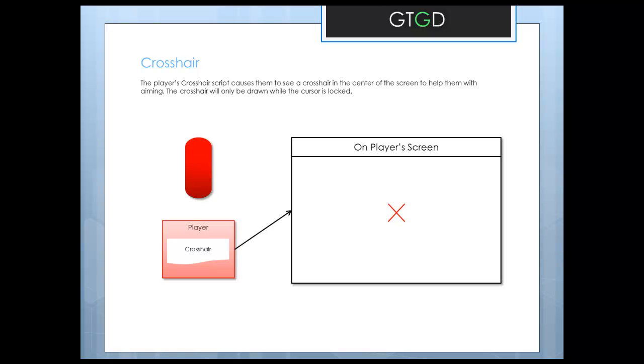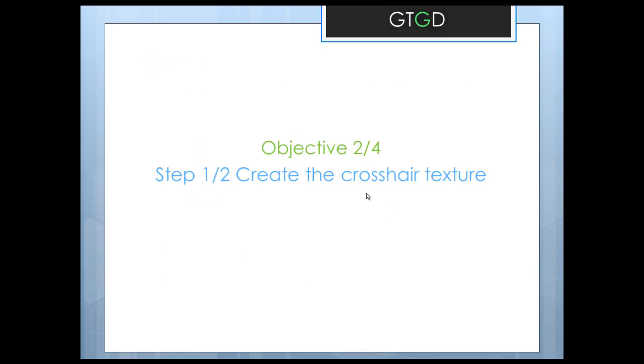In Objective 2, we'll implement the player crosshair, and what we'll do is create a simple crosshair texture, that's an X, and then we'll write a new script called crosshair, and this script will simply show that crosshair in the middle of the screen. So it'll be pretty simple. So our first step will be to actually create that crosshair texture.